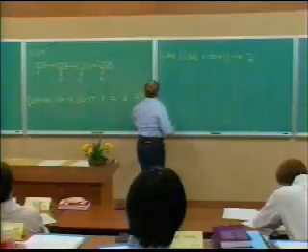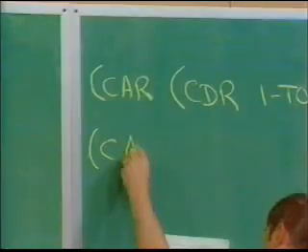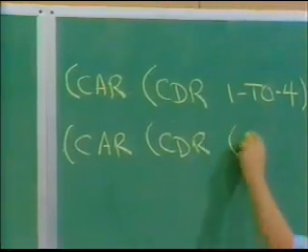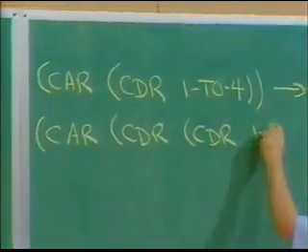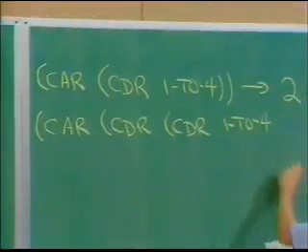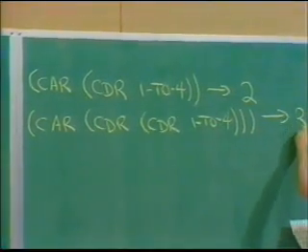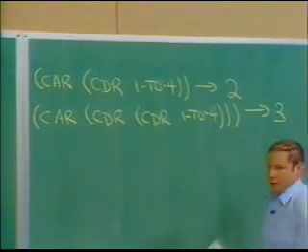And then similarly, the car of the cdr of the cdr of 1 to 4, that is, cdr then car, would give me 3, and so on.